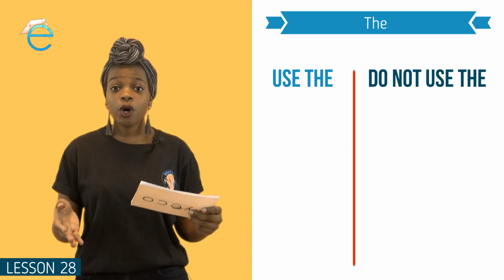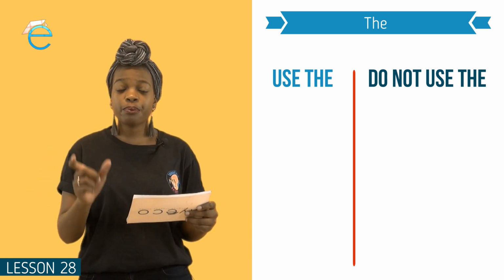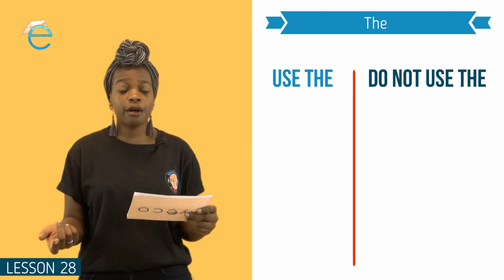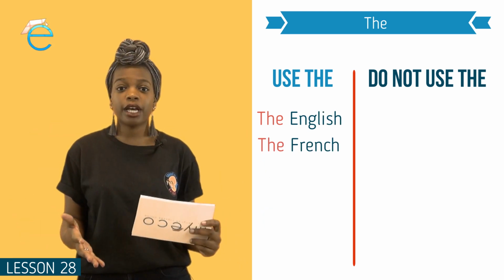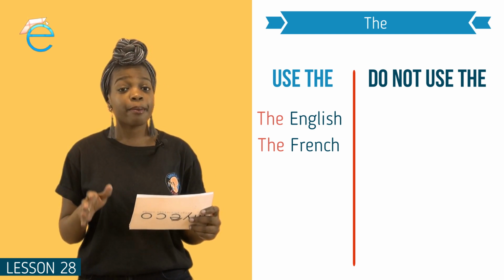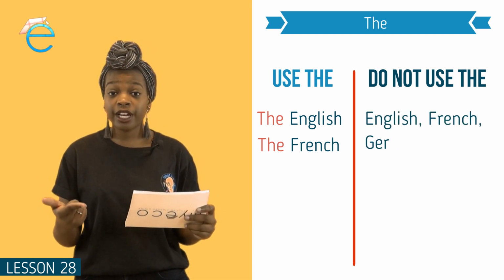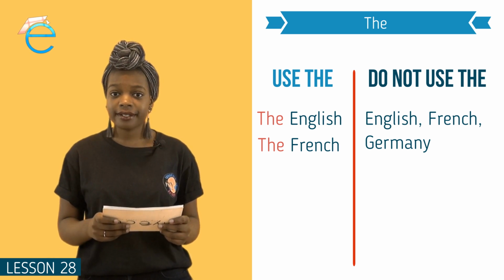When speaking about a whole nationality, we're going to put the article the. So for example, the English or the French, when speaking about the whole nationality, we're going to use the article. But when we're speaking about languages like English, French, or German, we're not going to put an article before that.